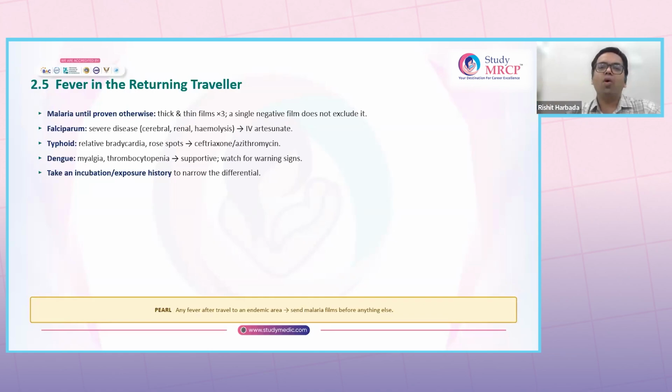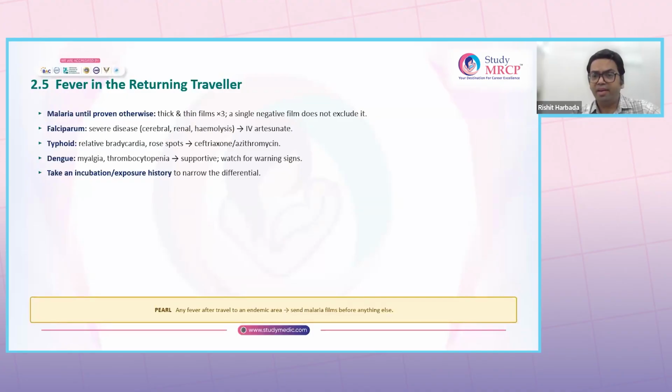Here we have not enlisted all, but all these, that is schistosomiasis, that is Katayama's fever, rickettsial diseases or scrub typhus, leptospirosis, chikungunya, they have all the various types of fever in a returning traveler. Okay, which you have to remember.